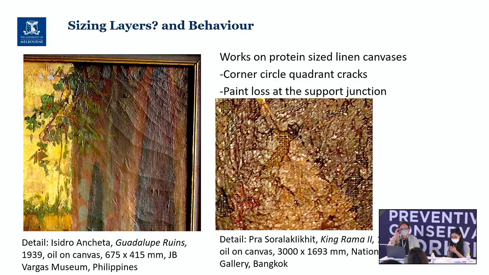And then we can also look at the materials. In this case, this type of damage is very typical of a sizing layer. So that's applying a glue size layer as the first layer on top of the canvas. And this is very typical of an academic type of approach, like the Italian academic approach that was introduced to Thailand in the early 19th century.